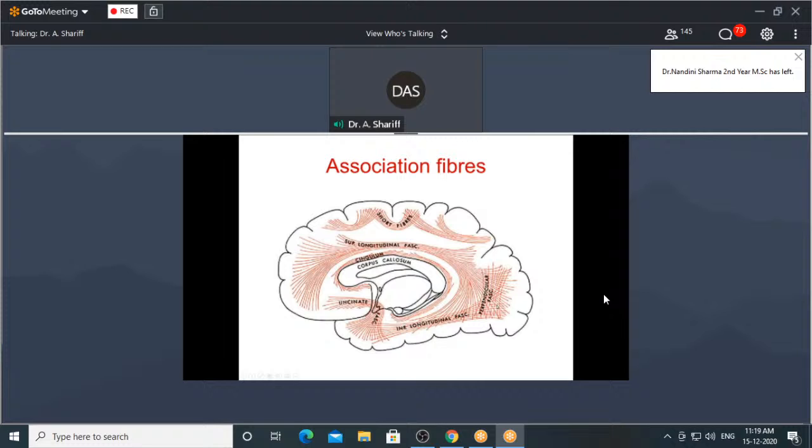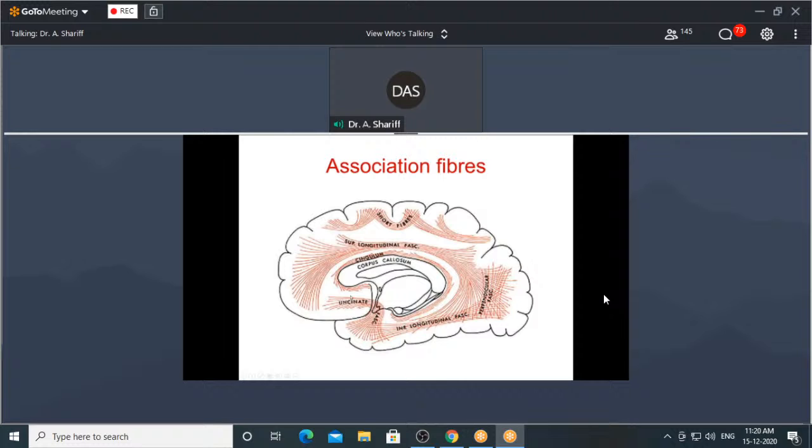I hope you understand. These are called longitudinal fasciculi, and fasciculus is singular and fasciculi is plural. So, another group of fibers, uncinate fasciculus. So now these are all association fibers. Now do you understand my association fiber? Same cerebral hemisphere, on the same side.